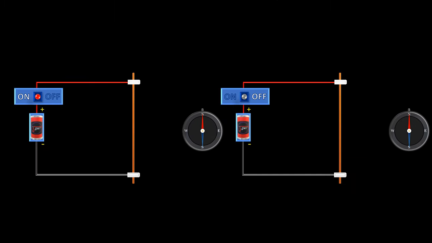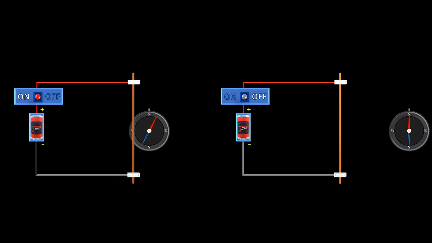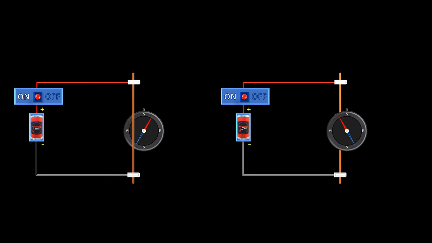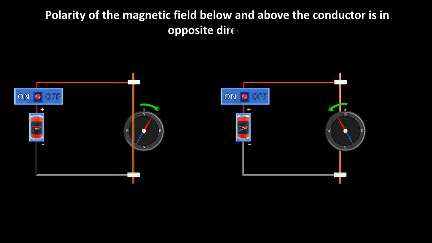We have seen that when we keep the compass below the current carrying conductor, the compass needle gets deflected in the northeast direction. Now let us see what happens if we keep the compass above the current carrying conductor. The compass needle shows deflection in reverse direction, that is northwest direction. Hence, we can say that the polarity of the magnetic field below and above the conductor is in opposite direction.